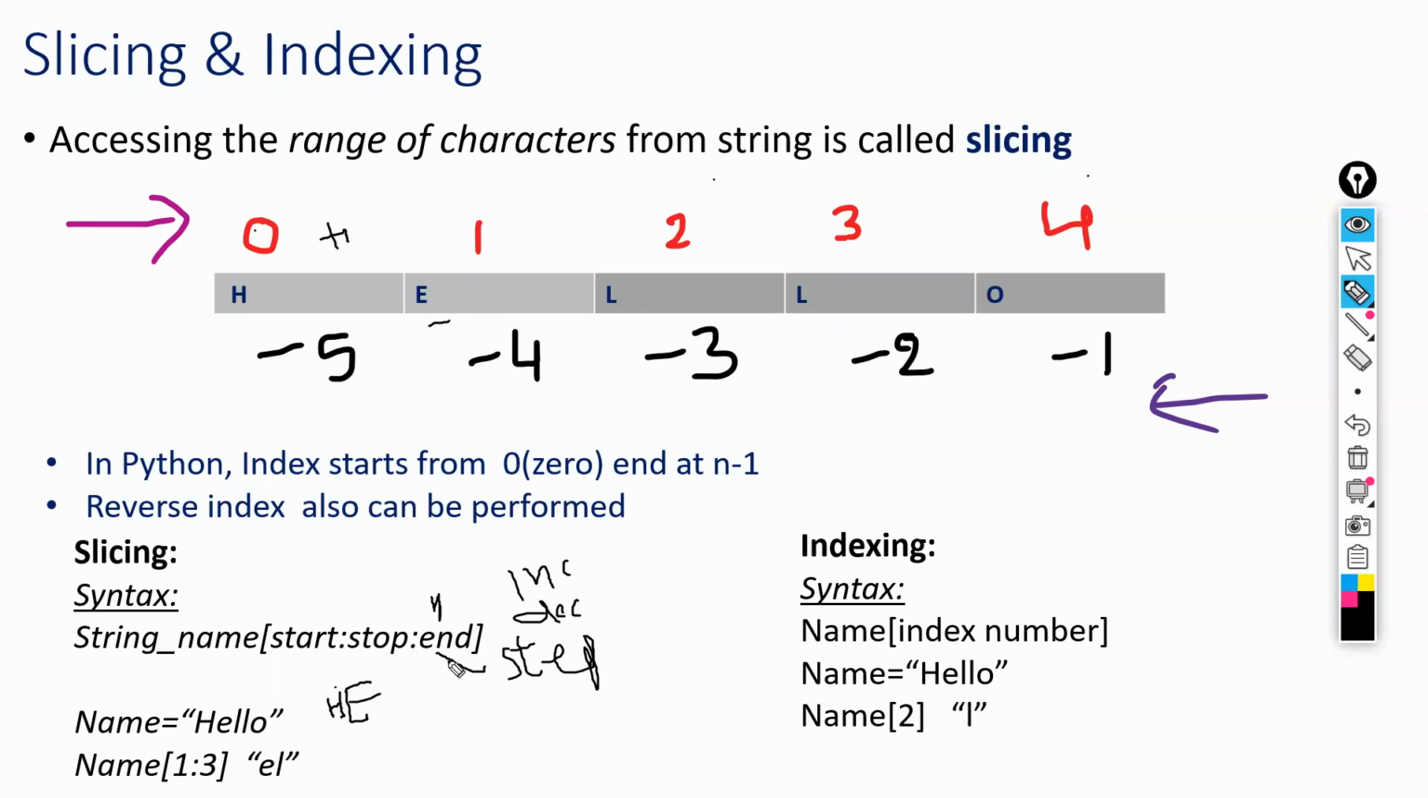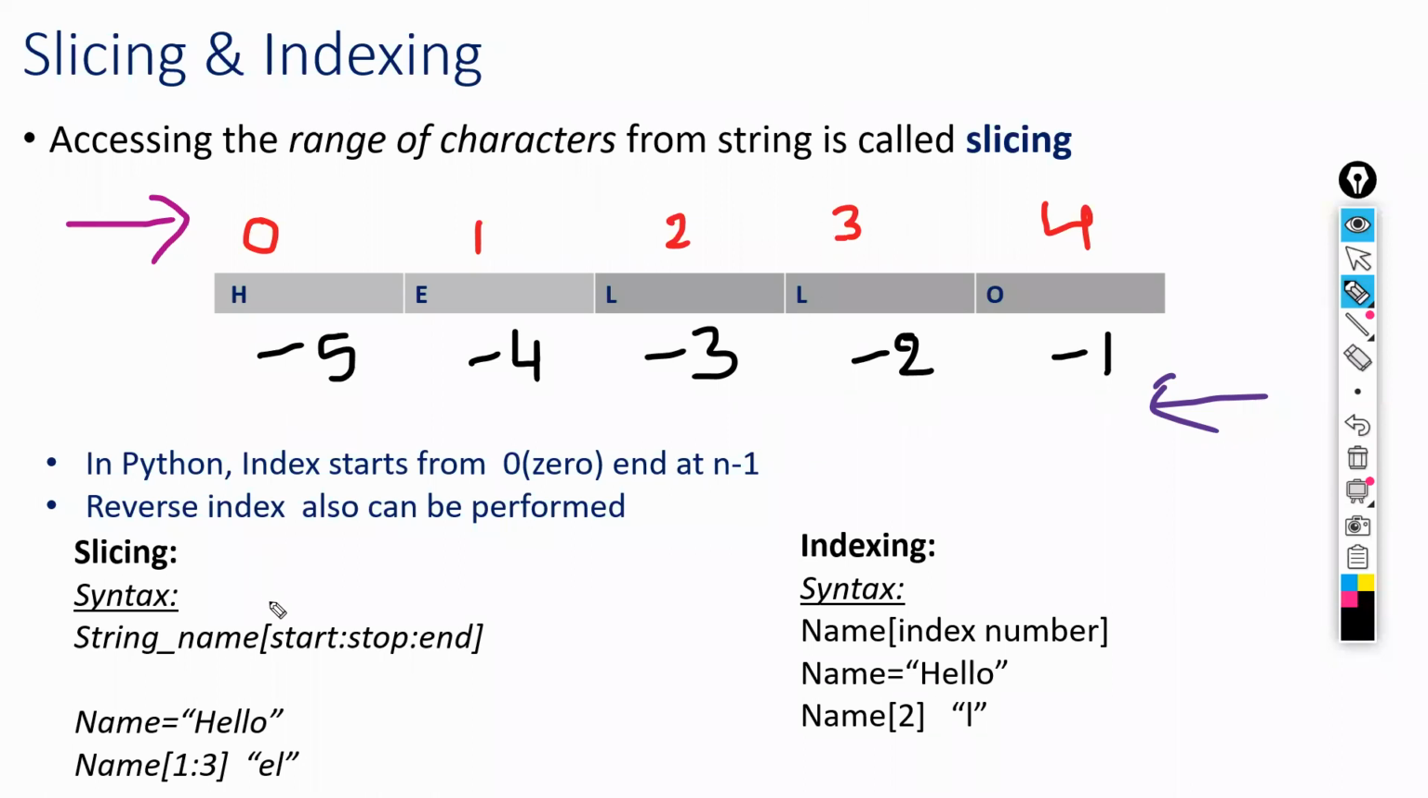And 1 plus 1, that is 2, L. And 2 plus 1, 3, L. It prints like that. If I keep the step as 2, from 0, 0 plus 2 is 2. 0 is H, and 0 plus 2 is 2, R. It prints HR. So this is how you can access the characters from a string.